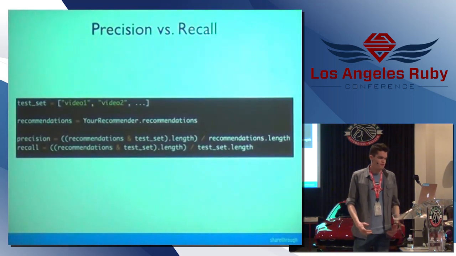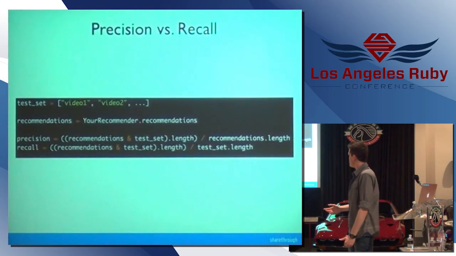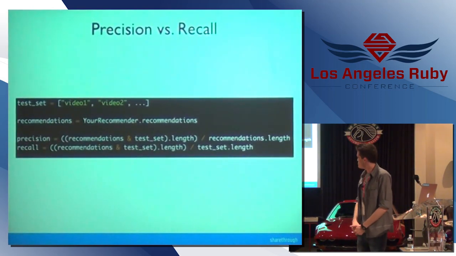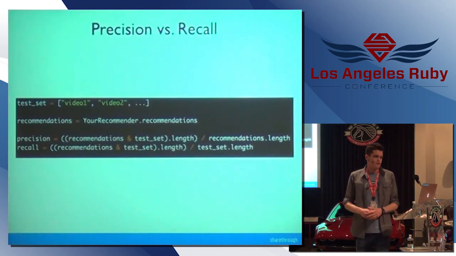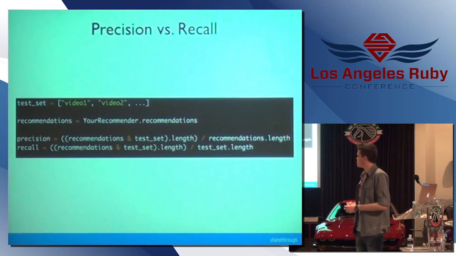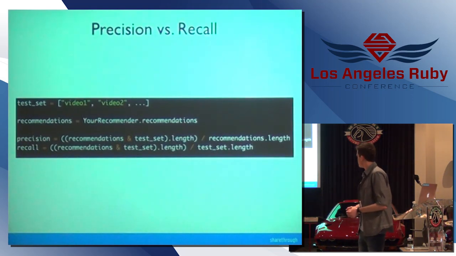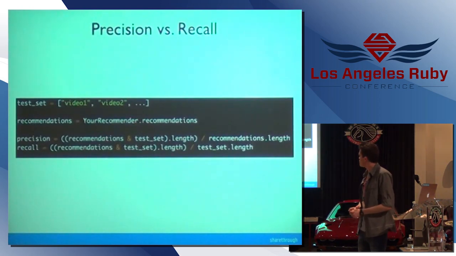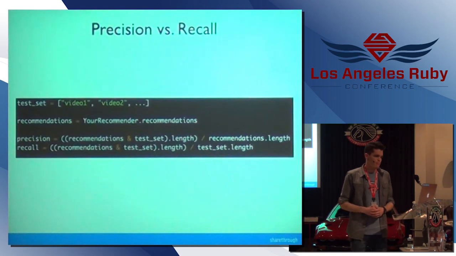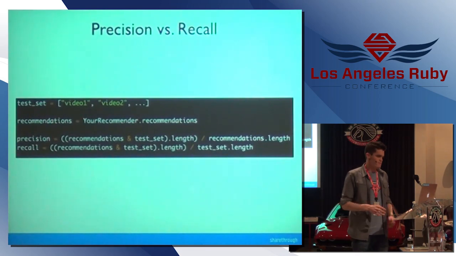So let's look at the Ruby code for that. Again, it's actually pretty simple, right? Like, let's say our test set is video one, video two. What we would do is we'd just say, call your recommender, pull out those recommendations, and then it's just some simple math, right? We just do a simple intersection between the recommendations and the test set, and then we divide by the recommendation length, and then in recall, we do recommendations and test set, and then we divide by the test set length. So really, this whole thing ends up being very simple if you pull it down into the most basic components.